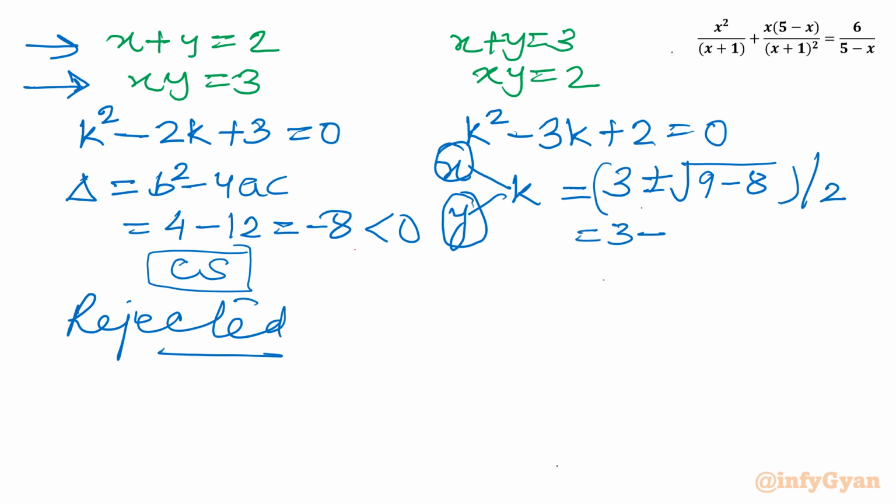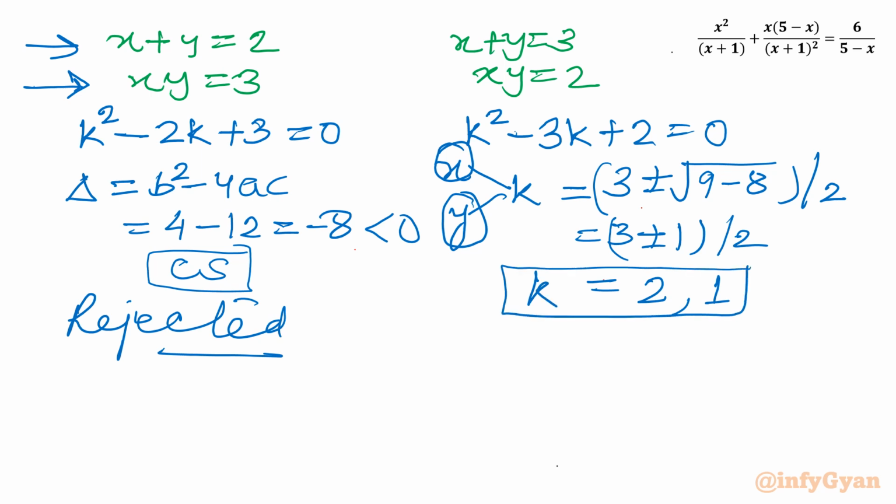So 3 plus minus 1 divided by 2. 4 over 2, so 2. And 3 minus 1, it is 2 over 2, so 1. So the value of k will be 2 and 1. And what is k? k is basically the roots of the equation whose roots are x and y.